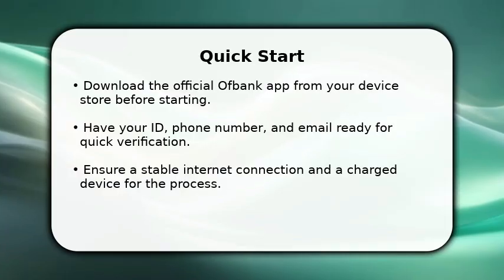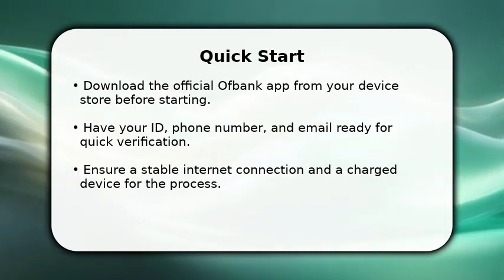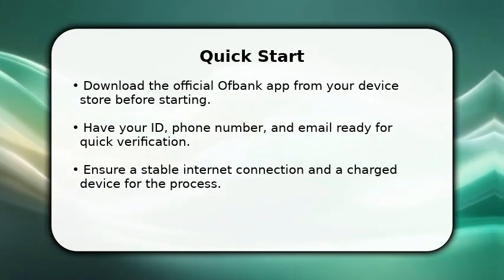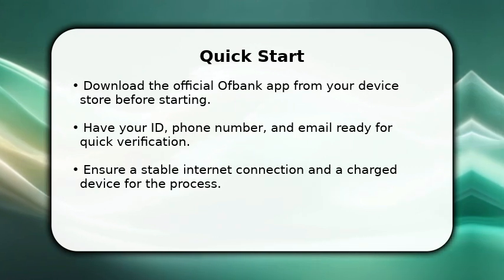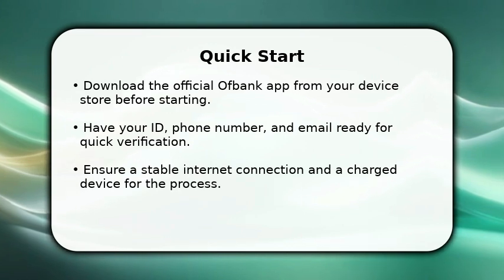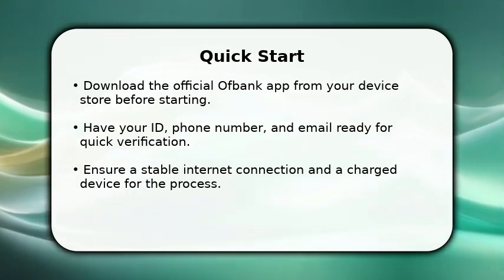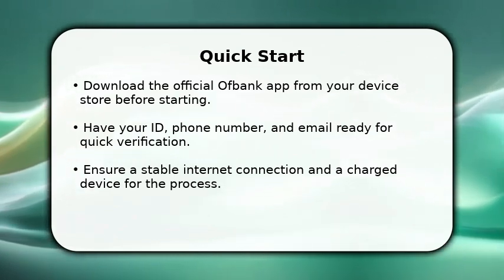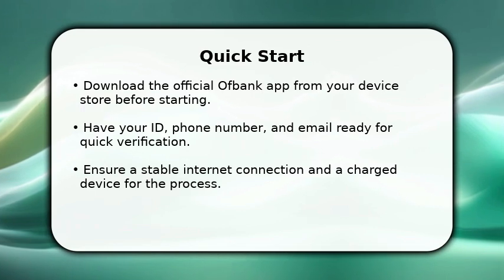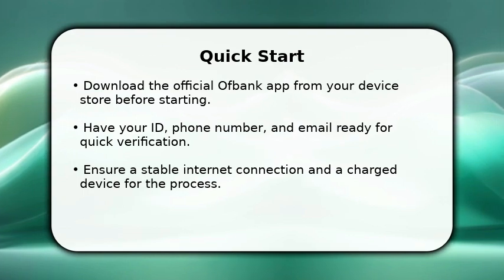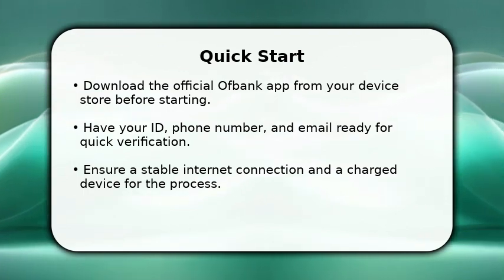Enjoy the video. In this video, I will show how to activate Ofbank mobile banking, easy method. Open the Ofbank app, tap register, and enter your phone number to receive the OTP. Verify your identity with a photo of your ID and a selfie, then create a secure PIN. Link your primary bank account or card for transfers and set up biometric login if available. I'll guide you through each step clearly and calmly so you can finish confidently.